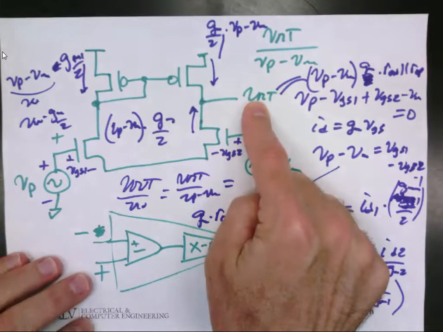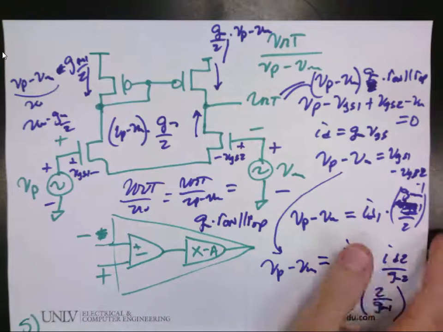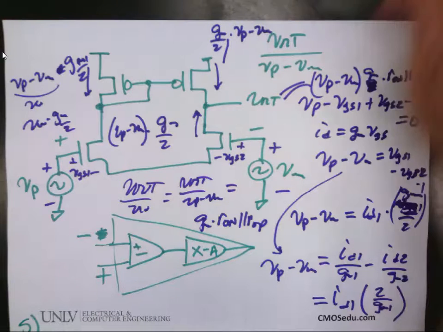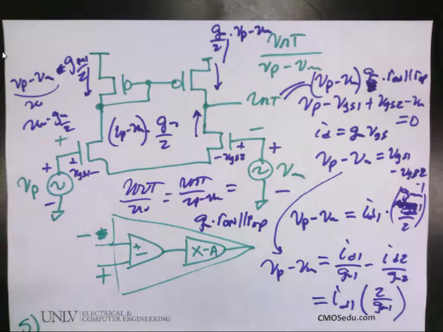Yay? Alright, so are we ready to explain that? This is called the common mode rejection ratio. It's a very important parameter for op-amp design and high-speed signaling.